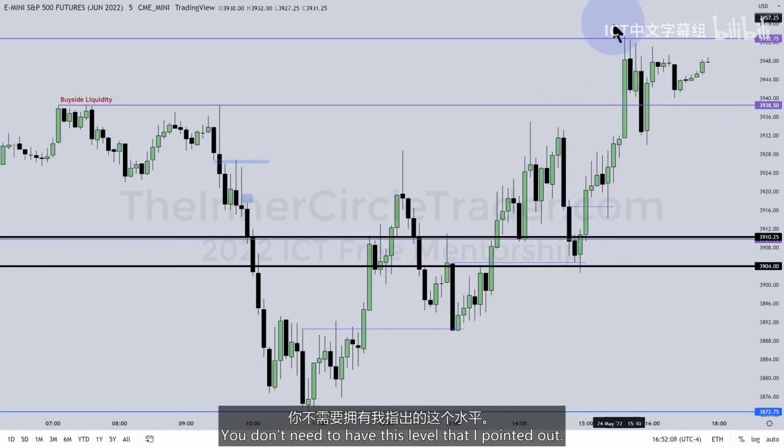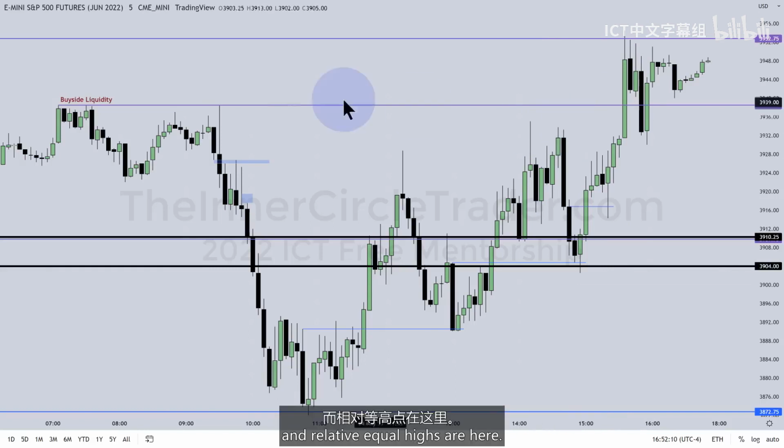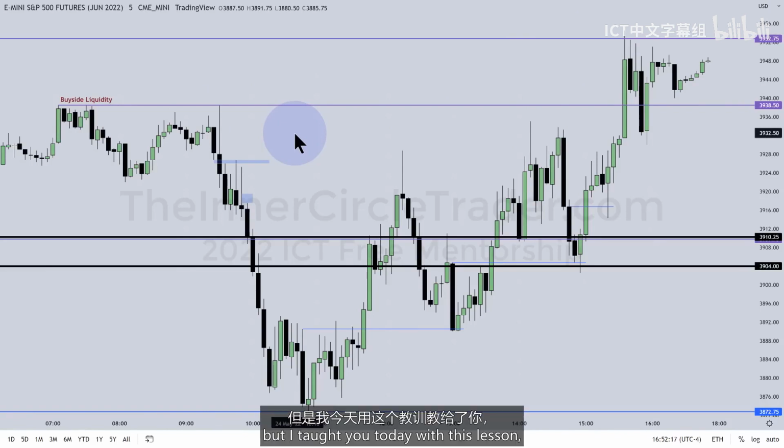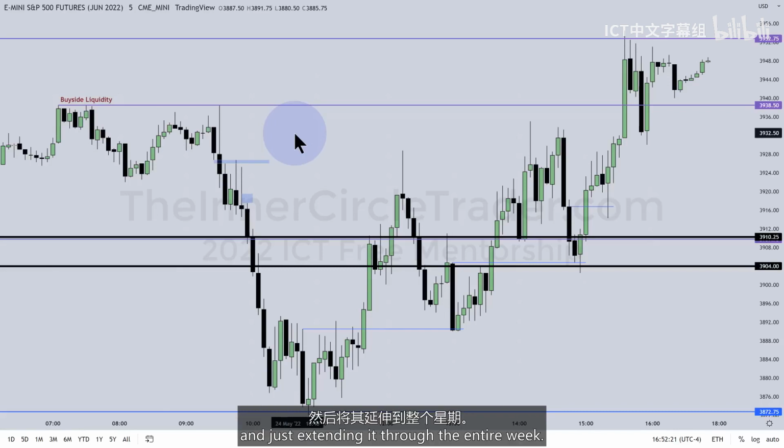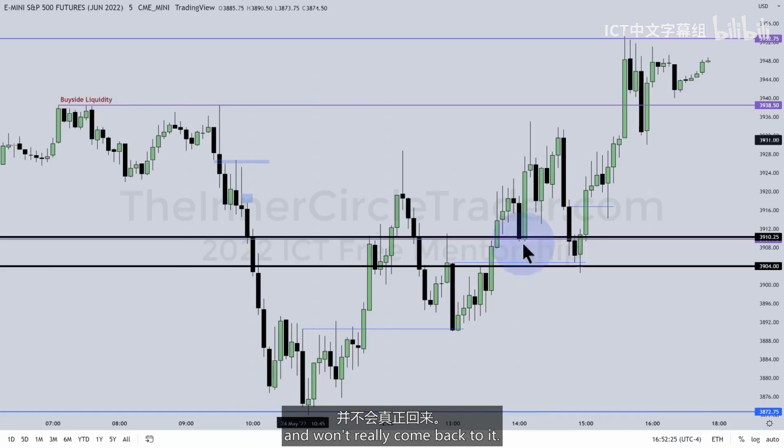You don't need to have this level that I pointed out. This is enough: relative equal highs, and relative equal highs over here. So I've taught you how to find those buy side liquidity pools. But I taught you today with this lesson using that Sunday gap opening and just extending it through the entire week. Sometimes the week will just run away from it and won't really come back to it.